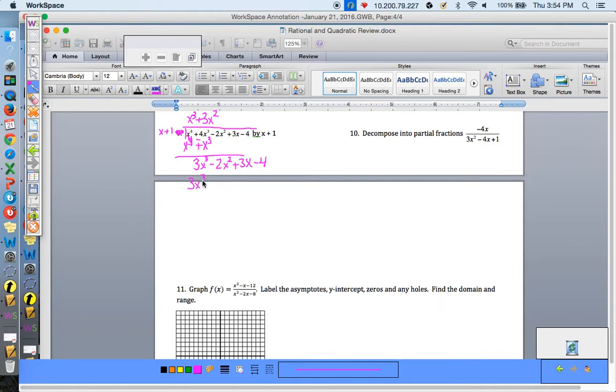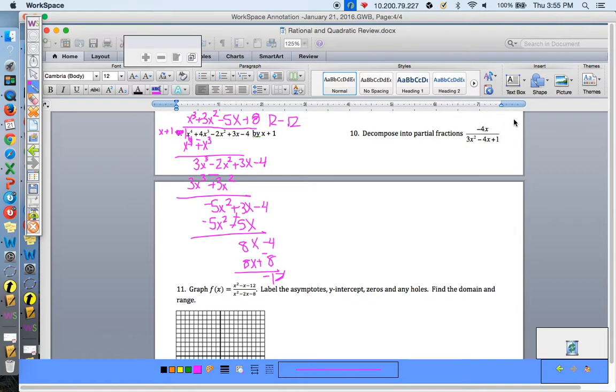Multiply that out. 3x cubed plus 3x squared. We subtract. We got negative 5x squared. Bring down the 3x and minus 4. So x times what gives us negative 5x squared? Negative 5x. So we have negative 5x squared minus 5x. Subtract away, well, that's plus, so we have 8x minus 4. So this would be plus 8 to give us the 8x. So we have 8x plus 8. Subtract, so our remainder would be negative 12.